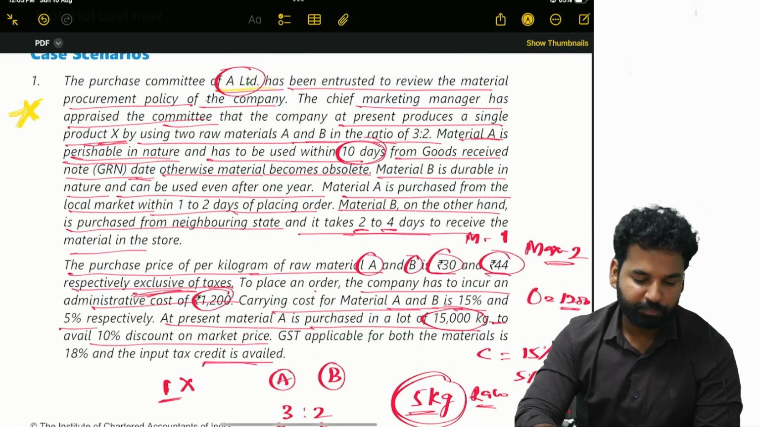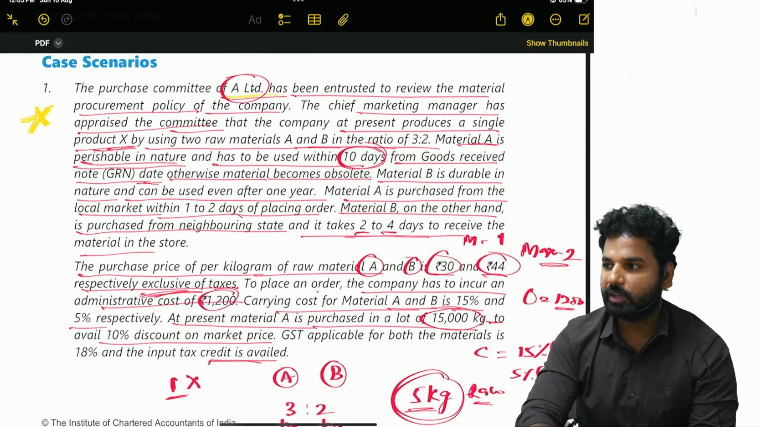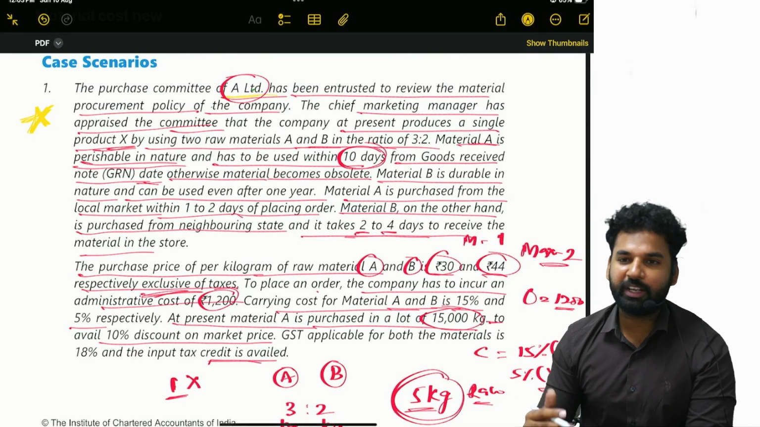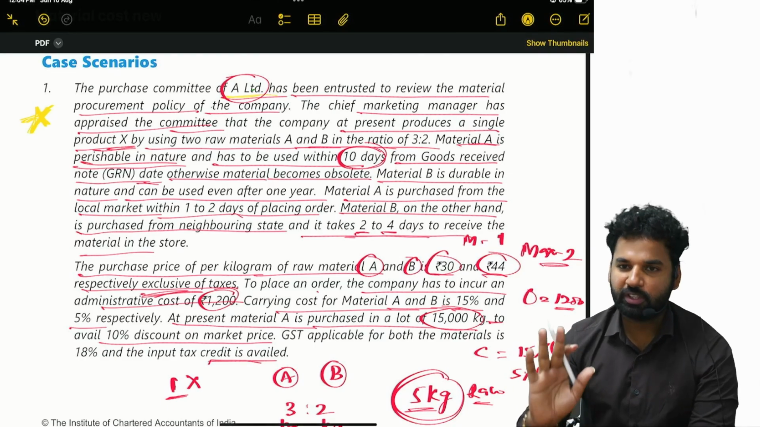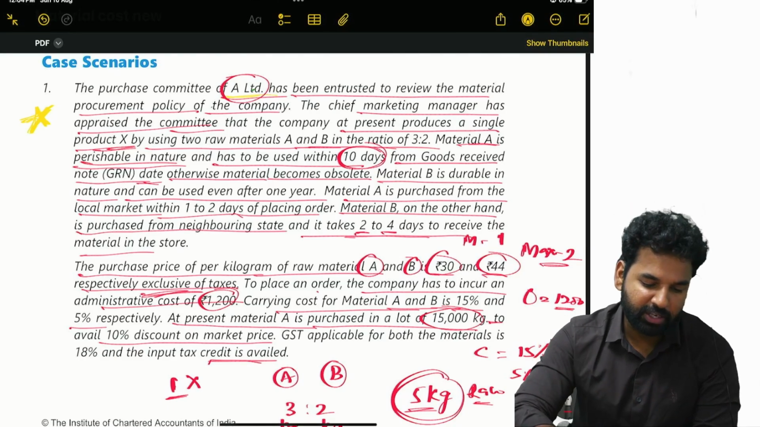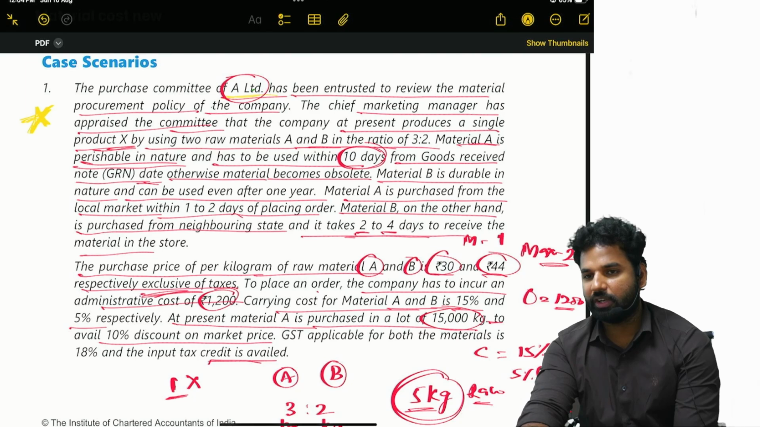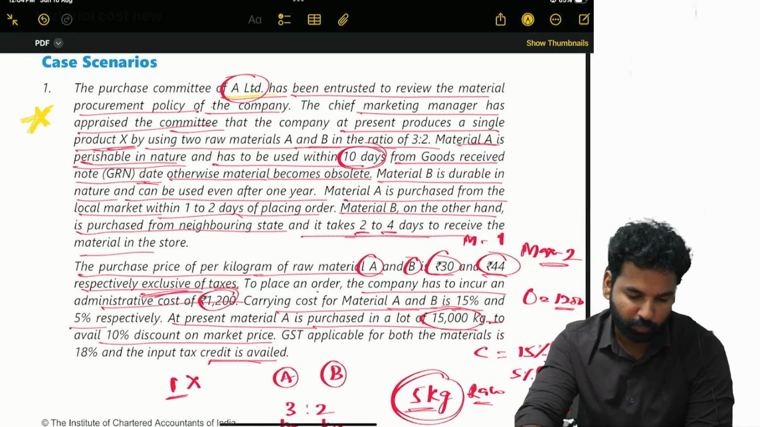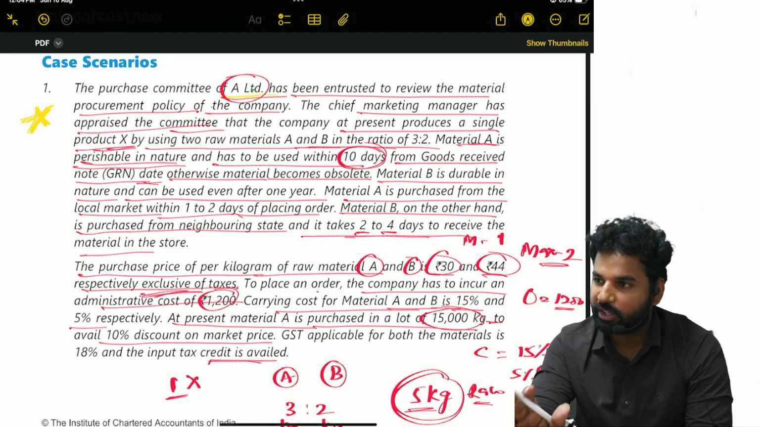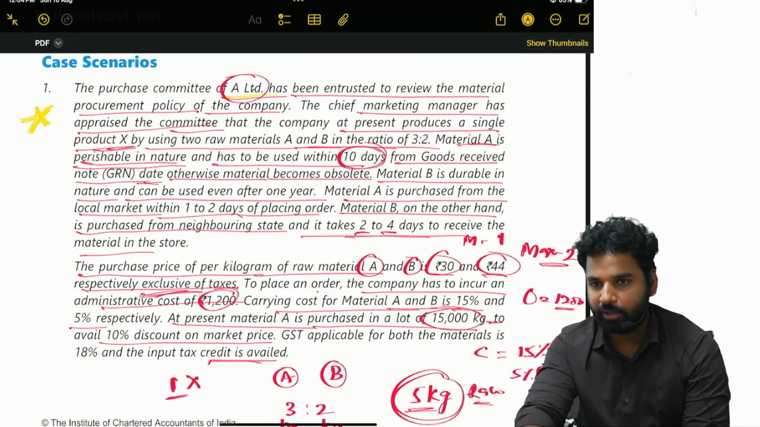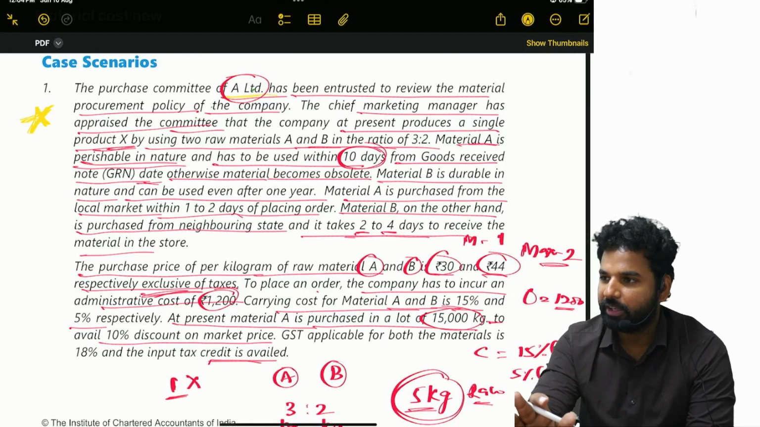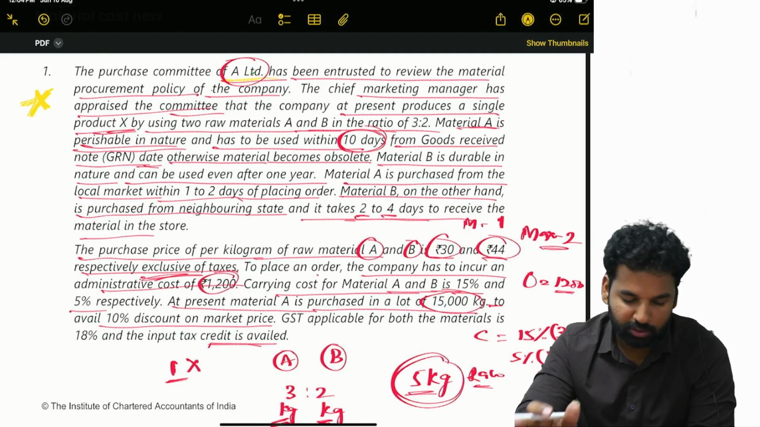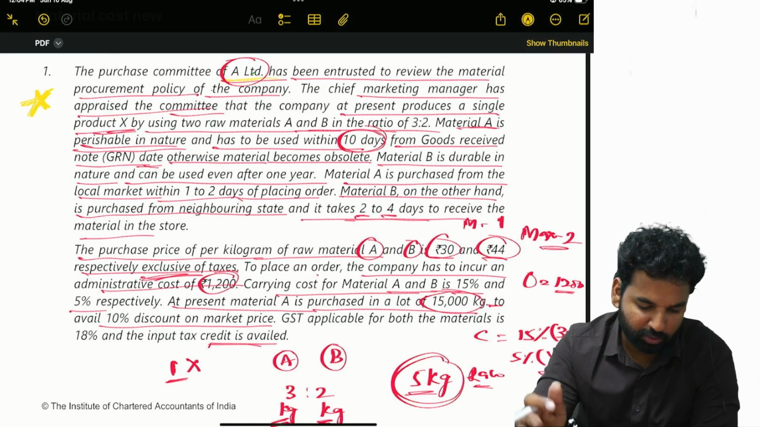Question is clear? Okay, A Limited is there. The purchase committee has to review the purchase policy, the procurement policy. The chief marketing manager is giving the information to the purchase committee that A and B have to be used for production. A to B will be 3:2. A is perishable in nature, with 10 days validity period. Within 10 days it will expire. B is not like that. It will have an expiry period of more than 1 year.